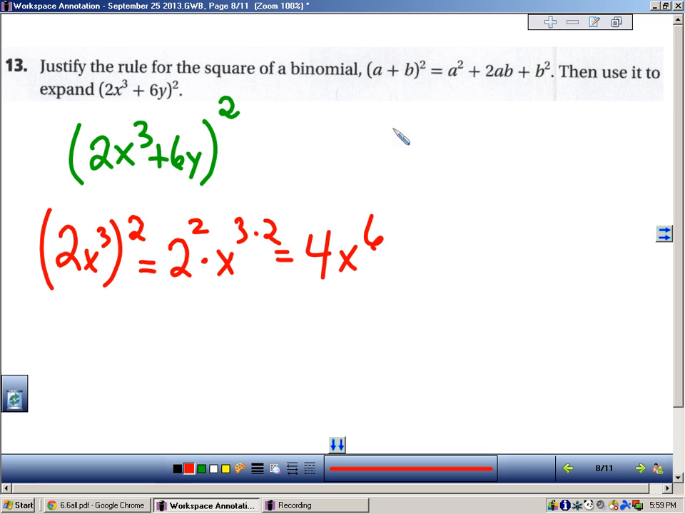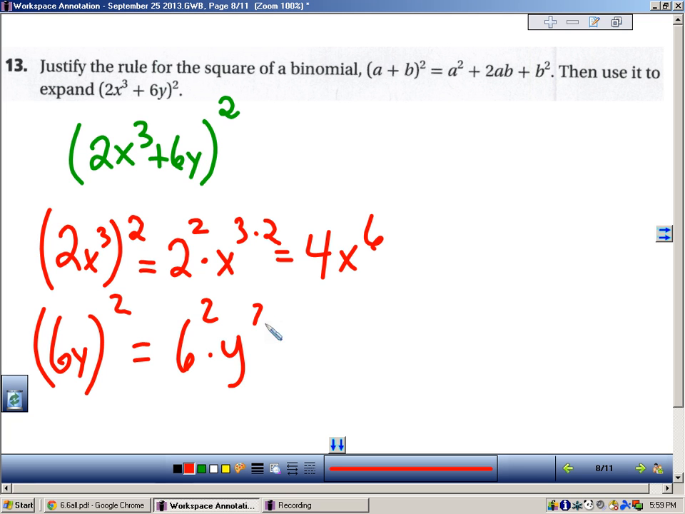Okay, let's take the last term, the b term, and square that. See that? Okay, let's take the middle term. Well, not the middle term, but the first and last term, multiply it, then double it. So it's 2 times the product of the first and last term. That would be 2x to the third times 6y.